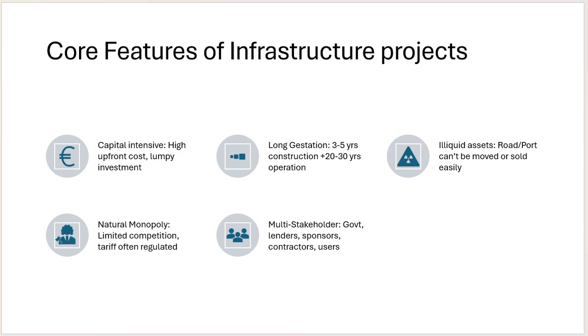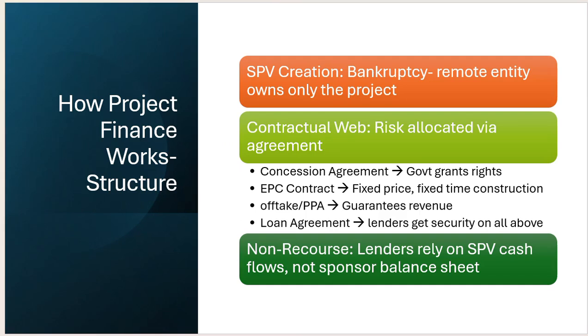Then the natural monopoly, limited competition, tariff often regulated, and multi-stakeholder: government, lender, sponsor, and contractor. So it has multi-stakeholder involvement: government, lender, sponsor, contractor, user, like the EPC contractor, engineering procurement construction contractor, and the operation and maintenance contractor. So different kinds of contractors are involved in that project, and the end user. So that's the multi-stakeholder nature of the infrastructure project. Let's move on to the next slide, where we discuss how project finance works and how its structure looks.